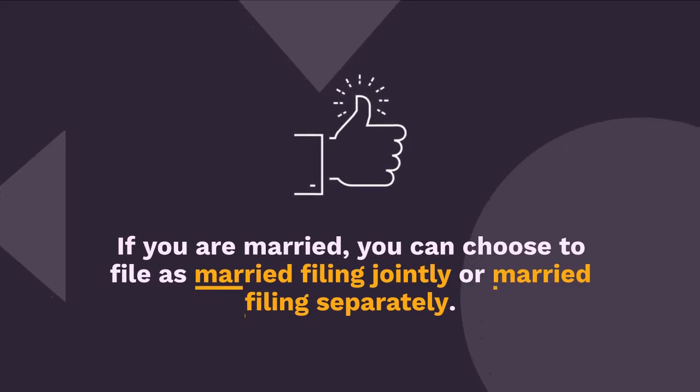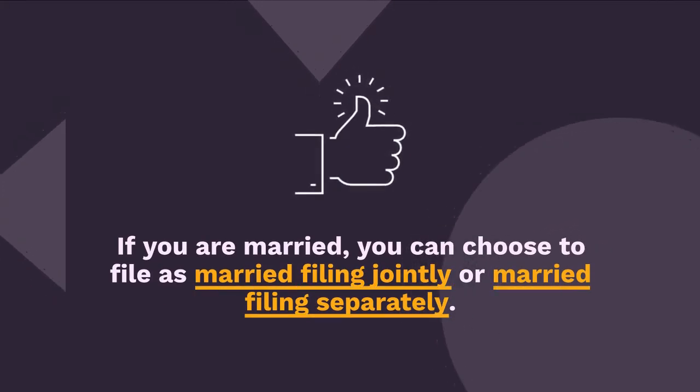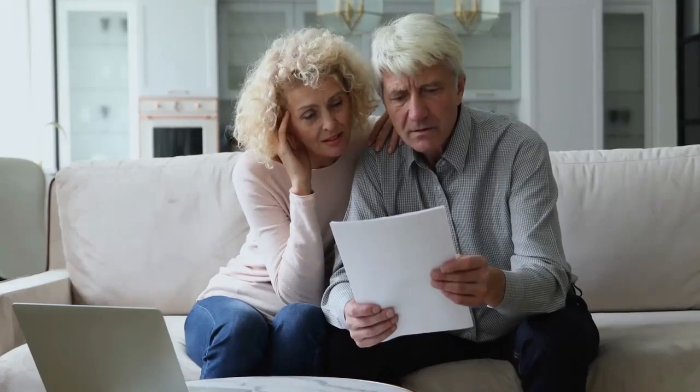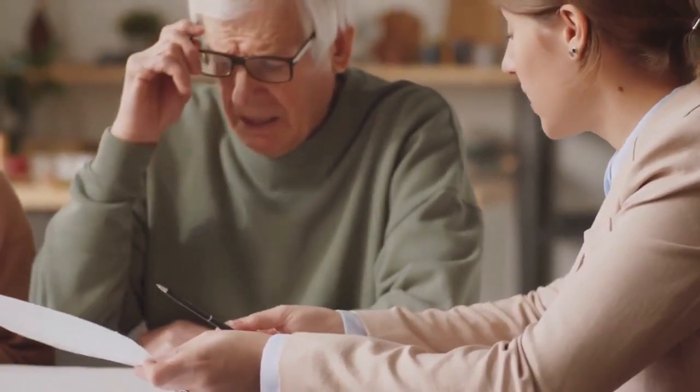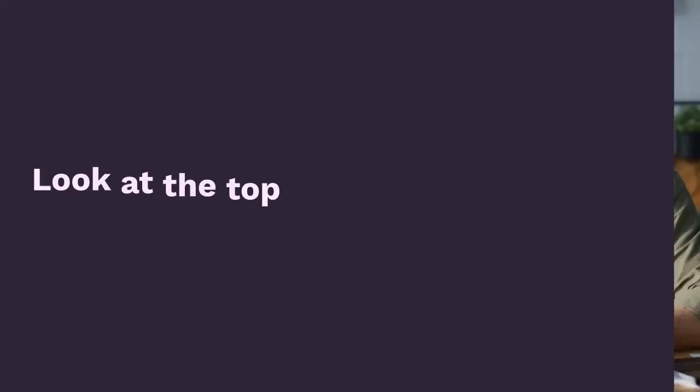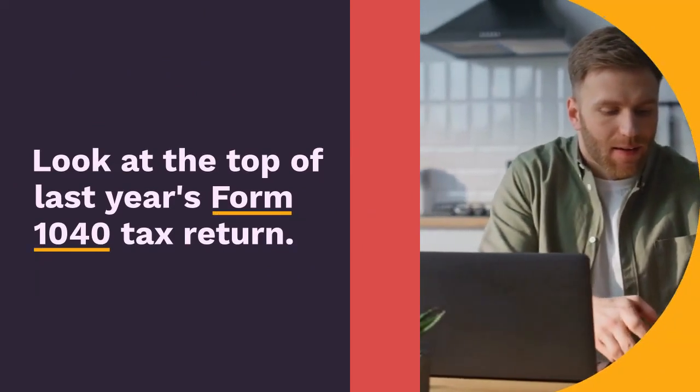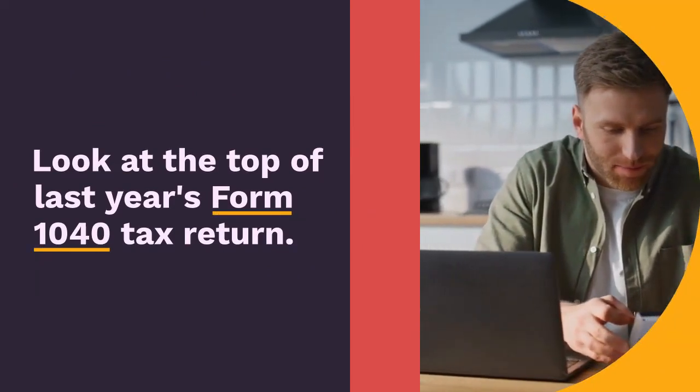If you are married, you can choose to file as married filing jointly or married filing separately. The vast majority of married couples file jointly because it typically offers more tax benefits and a lower overall tax bill. The final status is qualifying widow or widower, which you may be able to use for 2 years after your spouse's death if you have a dependent child and meet other specific criteria. The easiest way to confirm your filing status is to look at the top of last year's Form 1040 tax return.